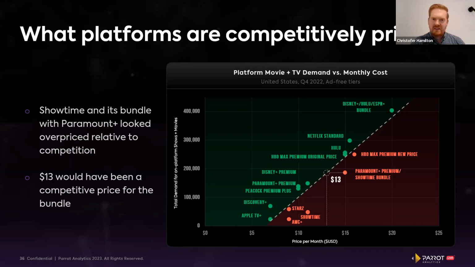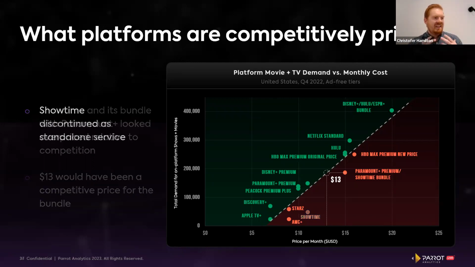So we have Paramount Plus looking really competitively priced, Showtime looking overpriced, and we see that the bundled offering of those two platforms together still looks overpriced. It's Showtime making the bundle look more costly. It was priced at about $15 a month, and we can extrapolate from its total demand and see that a fair price would have been about $13.